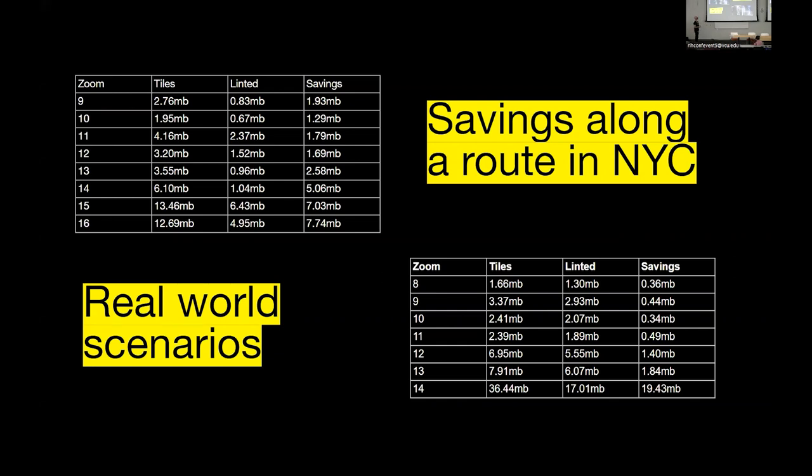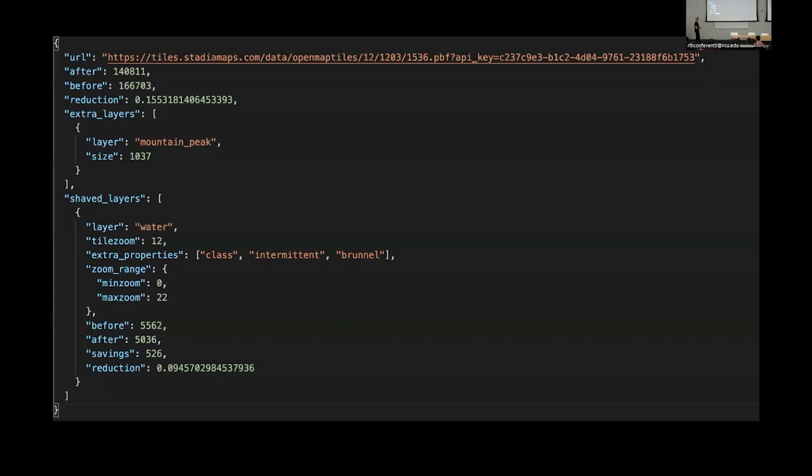Then from there, and to be clear, this is a real world scenario, right? These are from a route along New York City. So you can take it for your specific use case, find out what specific tiles you might be serving, or you have a user journey that you're trying to replicate, right? So these are numbers that we're getting based on the tiles you'd be serving, a real scenario.